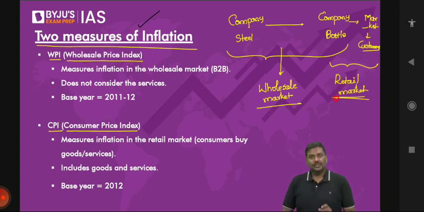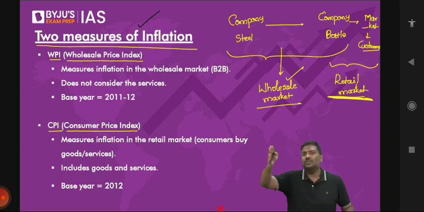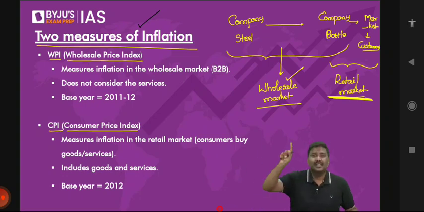So have a look at this very carefully. What is happening in the wholesale market? Company to company, business to business, business to a trader, company to a trader, that kind of transactions take place. But the retail market is a market where consumers purchase. For example, you go to the market and purchase a mobile phone, clothes, vegetables, etc. All of that is called the retail market.